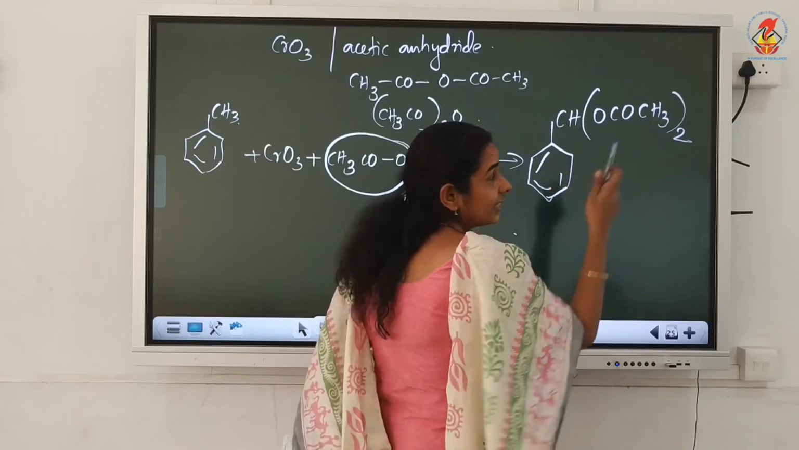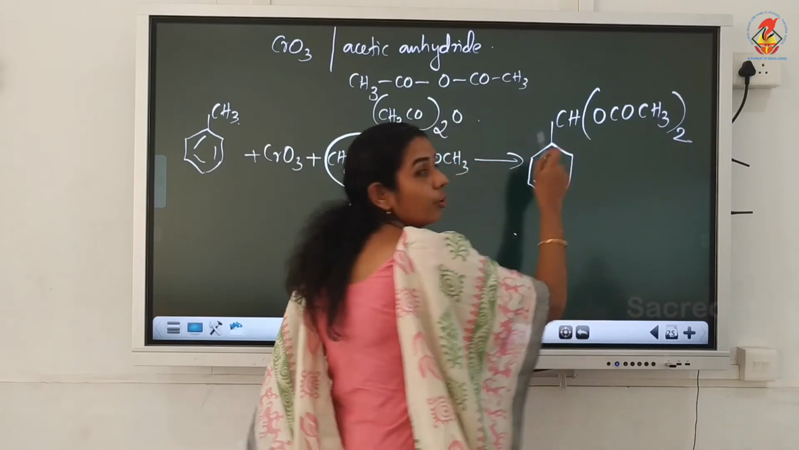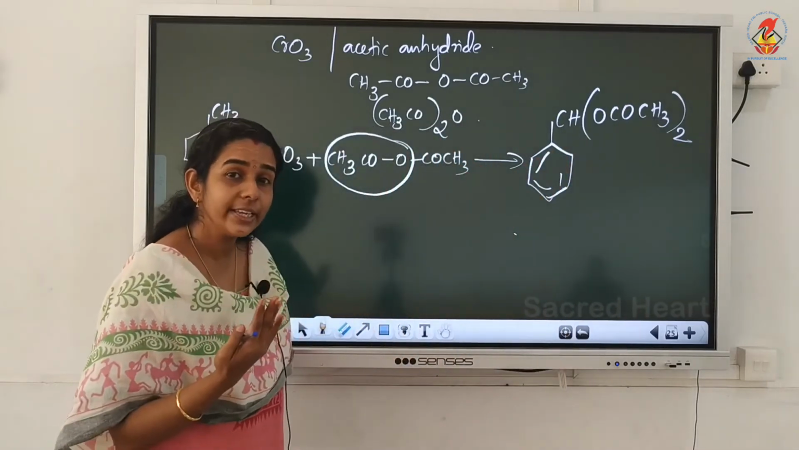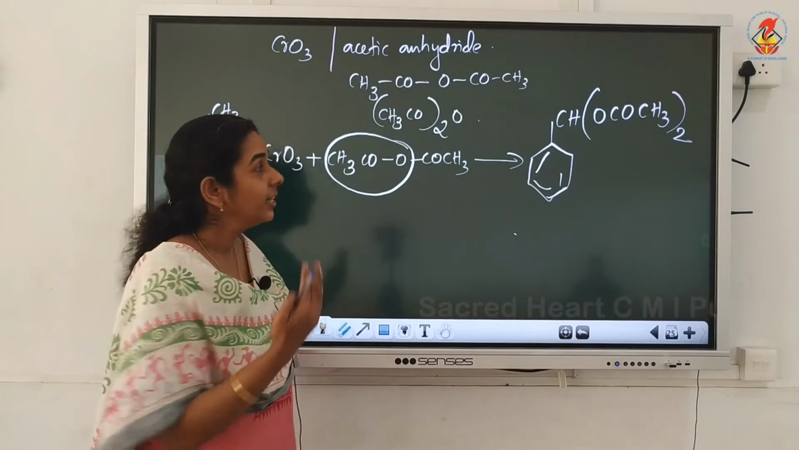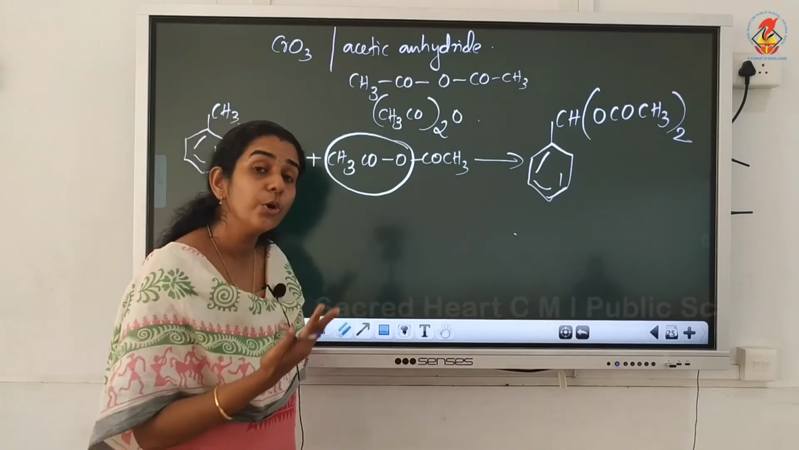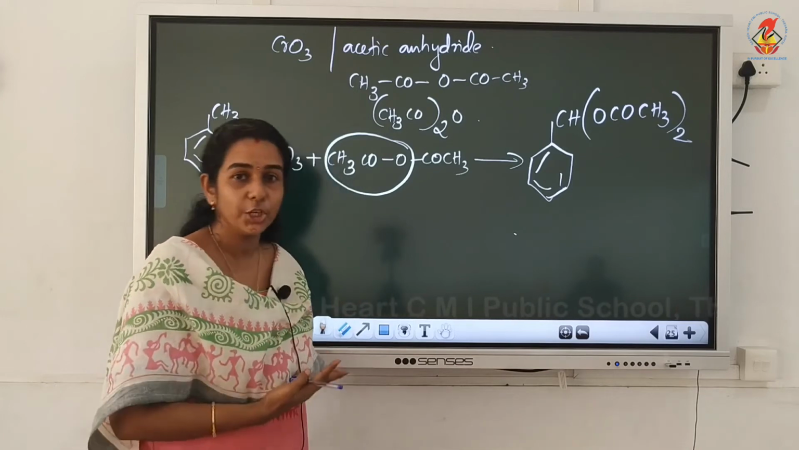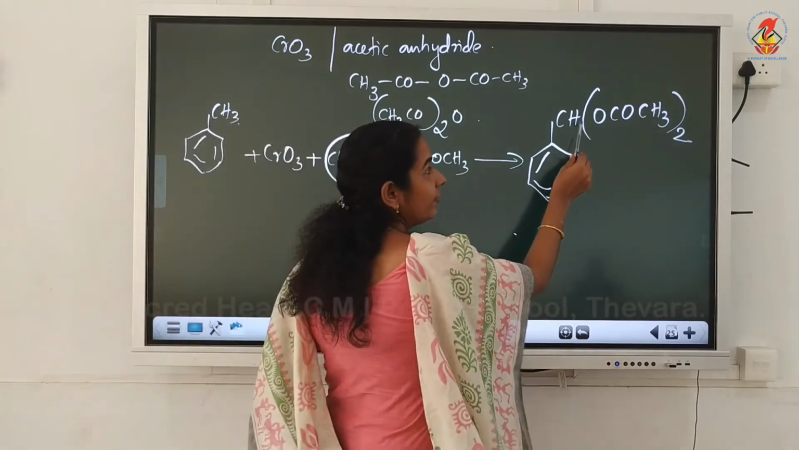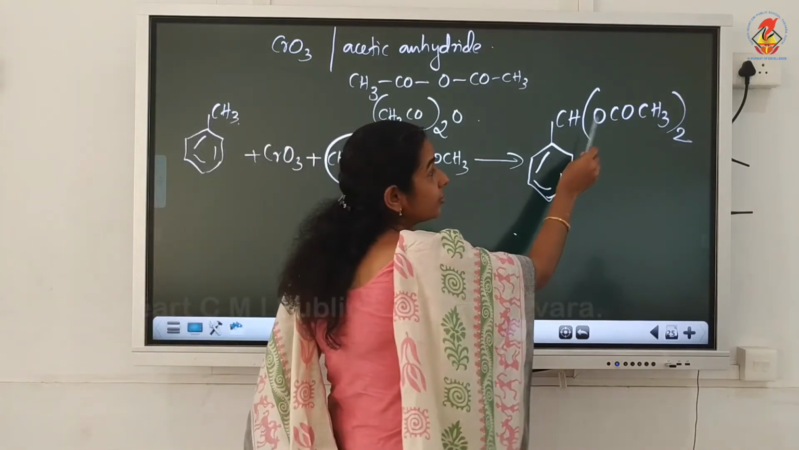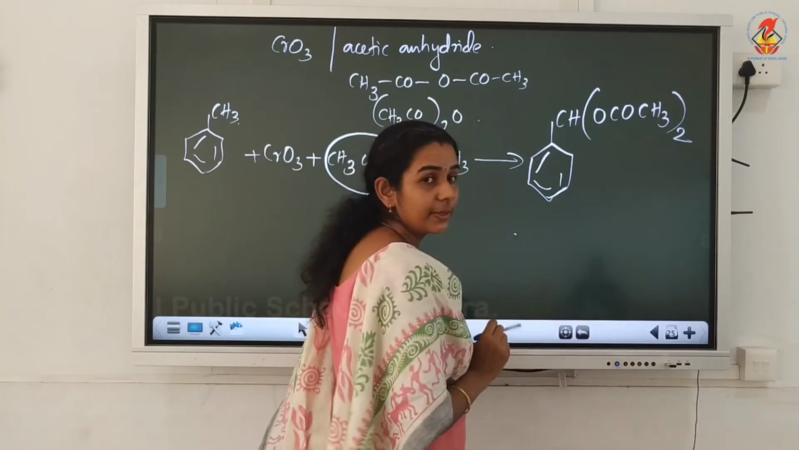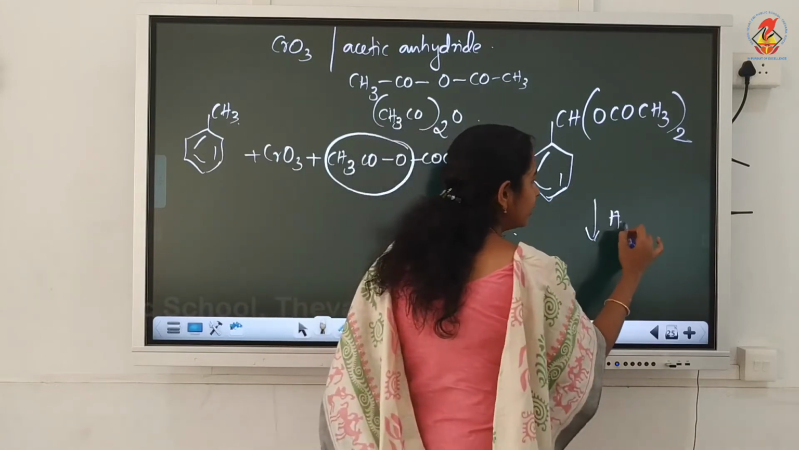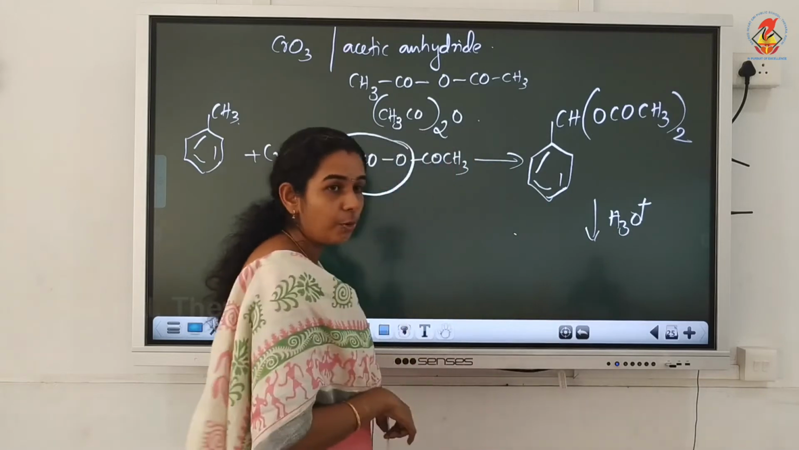Read from right hand side: CH3COO. What is CH3COO minus ion known as? Acetate ion. So CH3COO group will be called the acetate group. Here we are replacing 2 hydrogen atoms by this group, so 2 times. On hydrolysis the reagent is H3O plus.